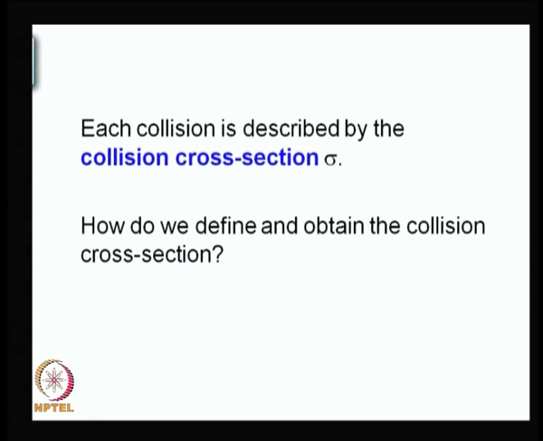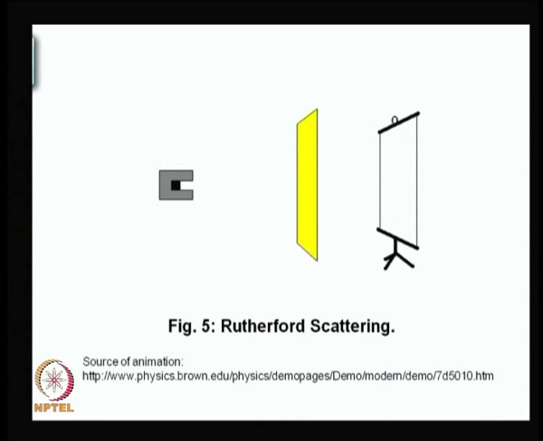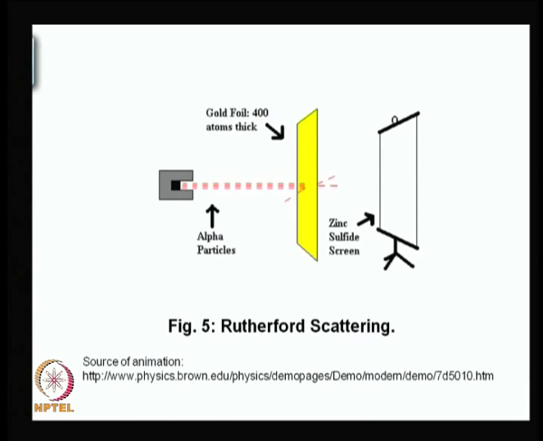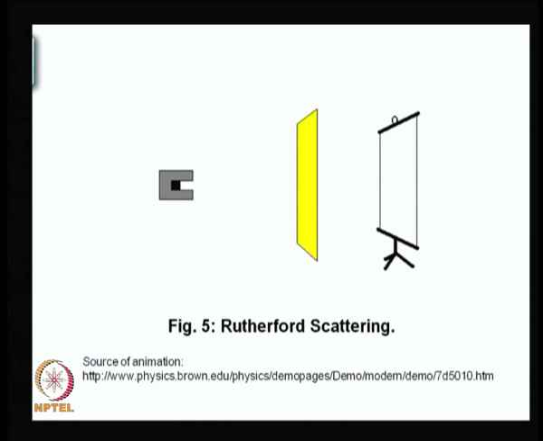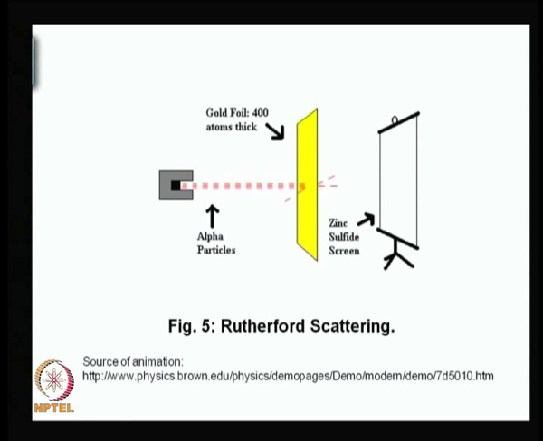Now, in the collision theory, each collision is described by a collision cross section sigma. What is this? What is the definition of the collision cross section? Let us just look at an example of a very famous scattering experiment. This is the animation. We will be discussing this sometime later, the Rutherford scattering.